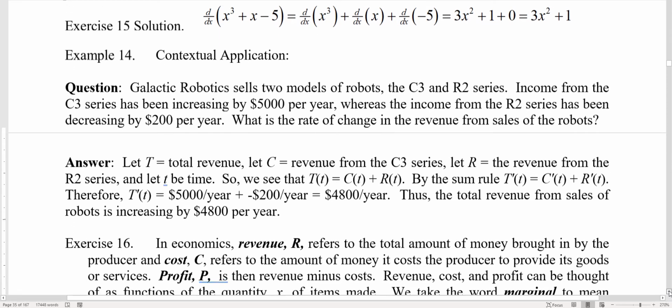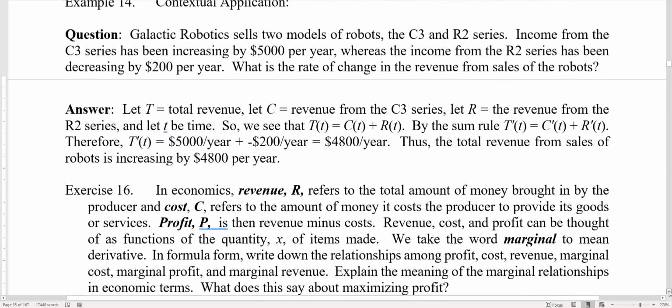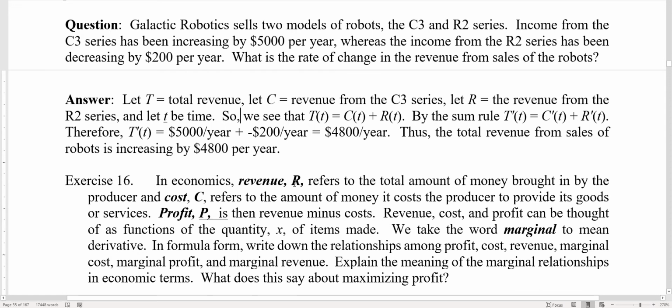In economics, we usually let R be the revenue. So maybe this is a poor choice of R up here, or a poor choice of C up here because it's the cost. So C is the cost and R is the revenue. Now, and P is the profit. These things are taken from the producer's standpoint.